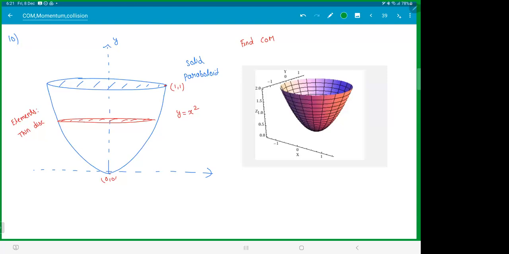We have one answer, 2 by 3. Any other answers? Three by 5. I don't think so.